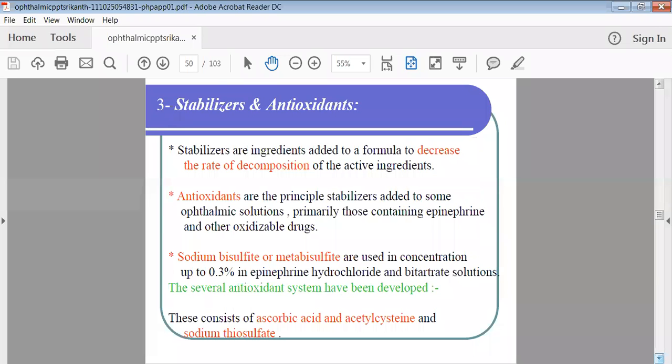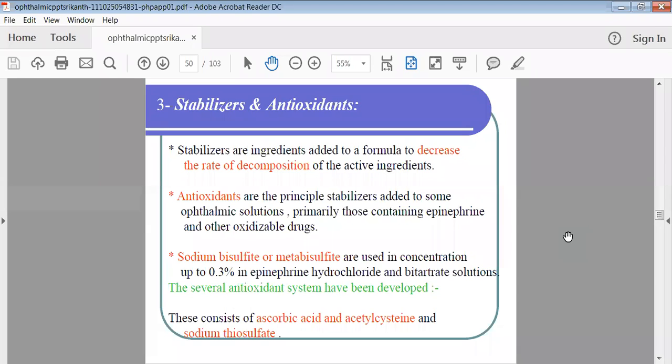Next are the stabilizers and antioxidants. Stabilizers are ingredients added to your preparation to decrease the rate of degradation of your product or of your drug. So they are called stabilizers. The example is antioxidants. Generally, we use antioxidants to avoid oxidation of your drug. In the same way, your antioxidant is nothing but a stabilizer of your product.